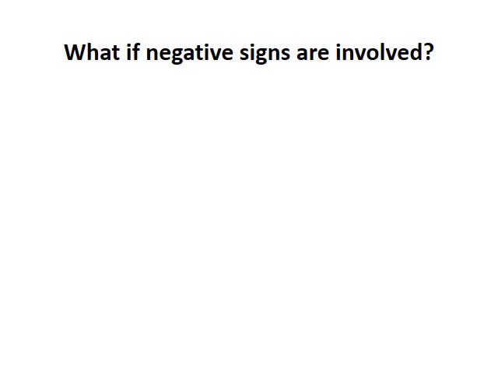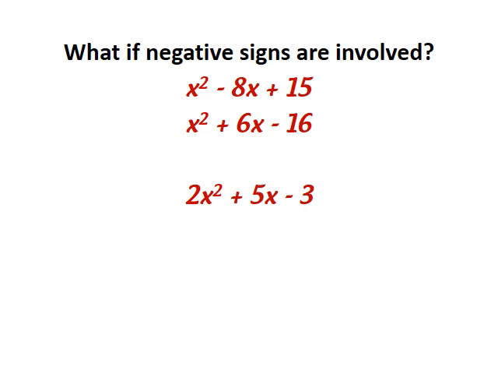But the question is now, what if negative signs are involved? So you could have an expression like x squared minus 8x plus 15, x squared plus 6x minus 16, 2x squared plus 5x minus 3, 2x squared minus 5xy plus 2y squared. So what do you do? What would you do if you have negative signs involved? Try to see if you can apply the same technique and find the factors of these.